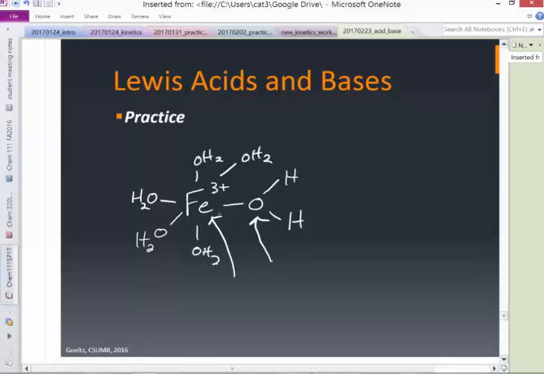Lewis acids. What was the oxygen? Was that the Lewis acid or the Lewis base? Base, why? It has a lone pair, or two lone pairs. And in this case, it is a lone pair donor. Iron is the recipient of those lone pairs, so it is a Lewis acid.